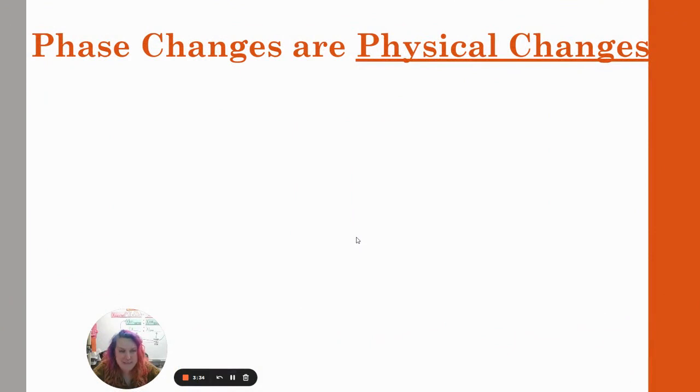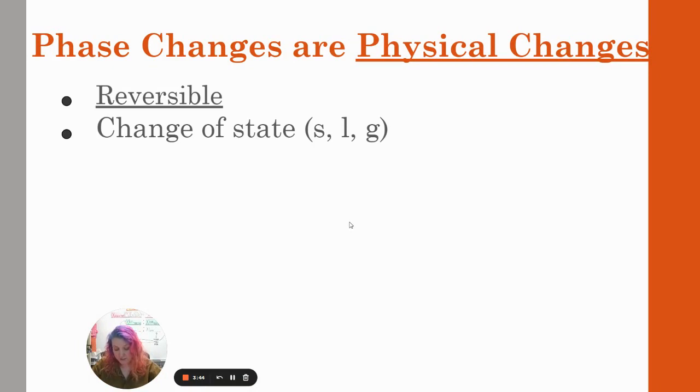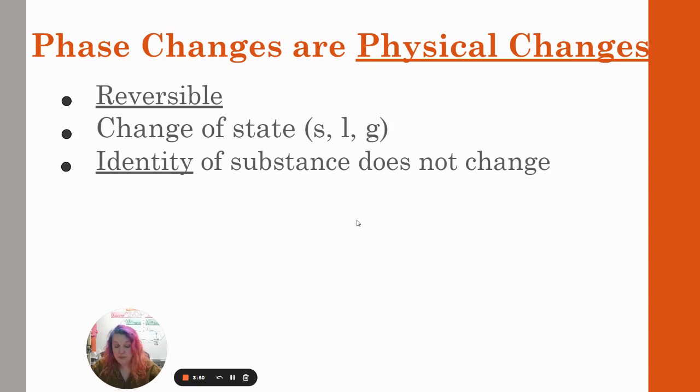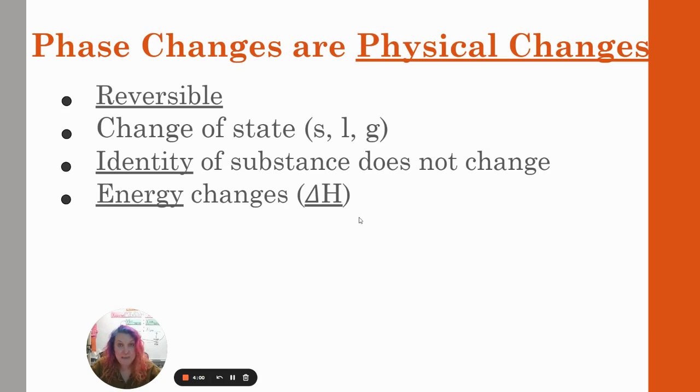All right, the notes. Phase changes are physical changes, which means that they are reversible. During a phase change, a substance changes state of matter to solid, liquid, or gas. The identity of the substance does not change, but the energy does change. Phase changes absorb or release energy just like chemical reactions. The change in energy associated with a physical change or a chemical change is called enthalpy and is represented by the variable delta H, or the change in enthalpy.